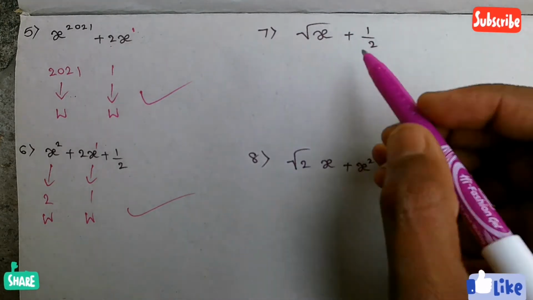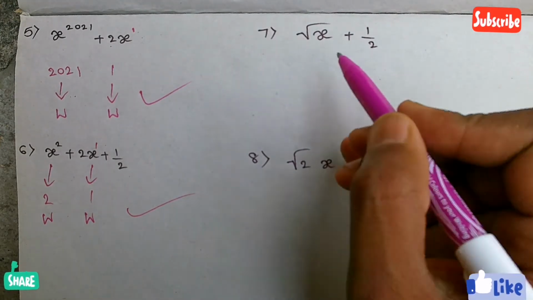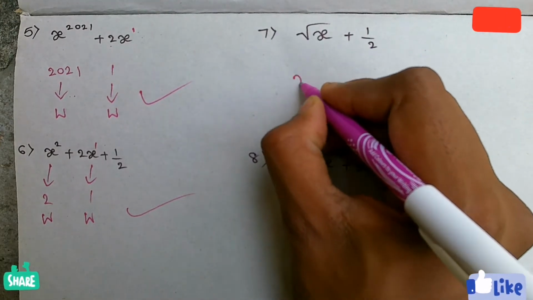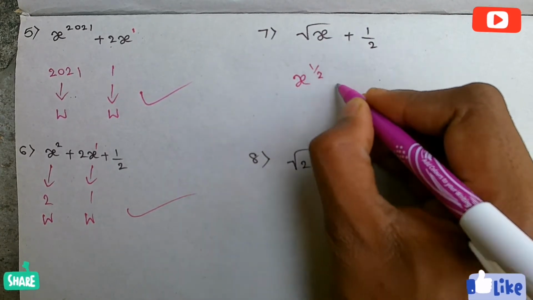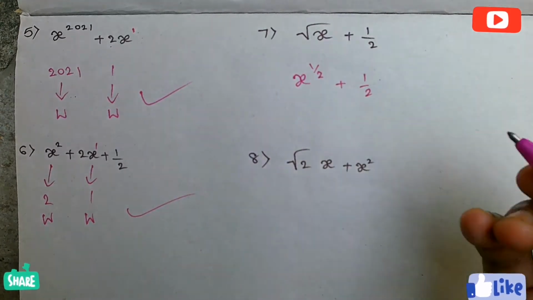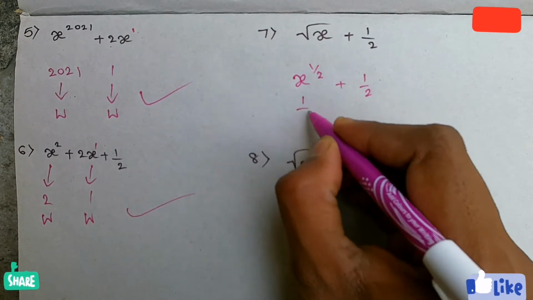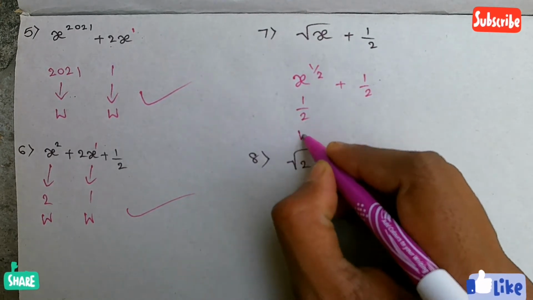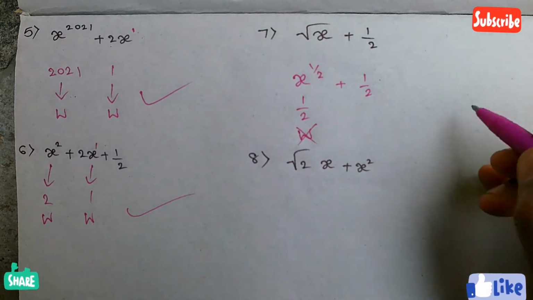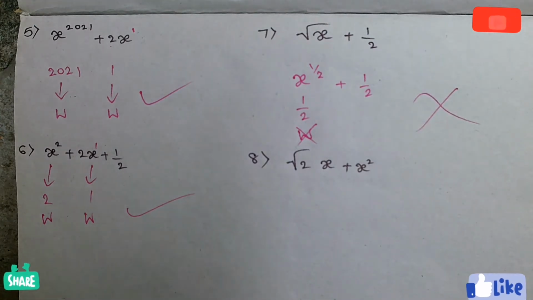Next one, if you observe, root x plus 1 by 2. So root x can be written as x power 1 by 2, plus 1 by 2 as usual. Now here x power is 1 by 2. 1 by 2 is not a whole number, so this is not a polynomial.